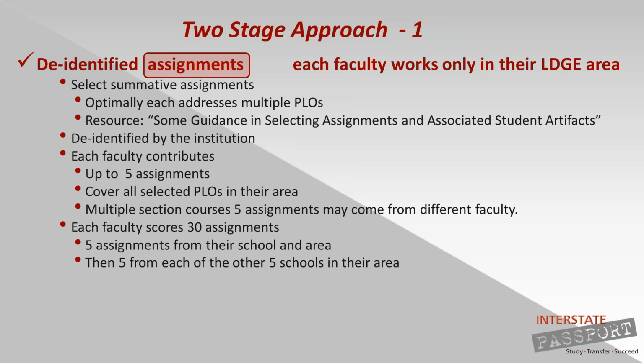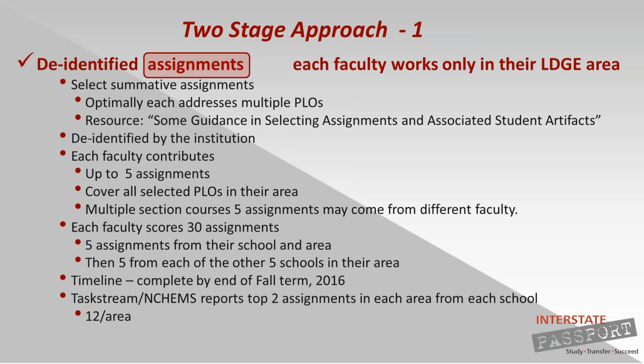Remember that each faculty member is going to contribute up to 5 assignments. There are 2 faculty members per area. That means a total of 10 assignments will be contributed in each area from each school, 10 assignments as a maximum. So each faculty member is going to be scoring 5 assignments from their school and 5 from each of the other schools for a total of 30 assignments. This scoring and mapping will be completed by the end of the fall term of 2016.